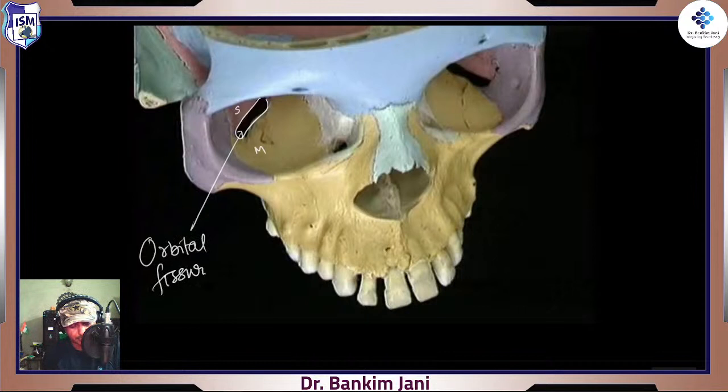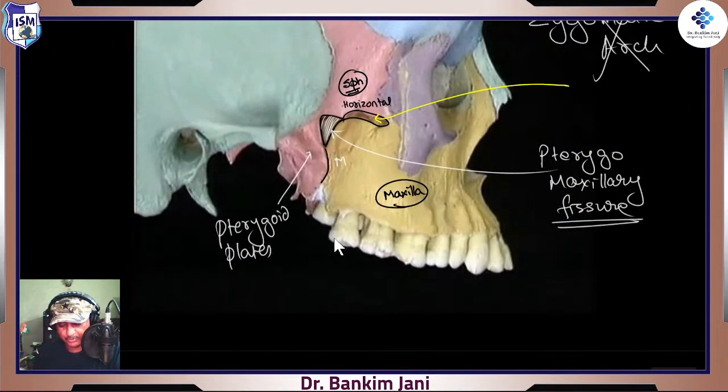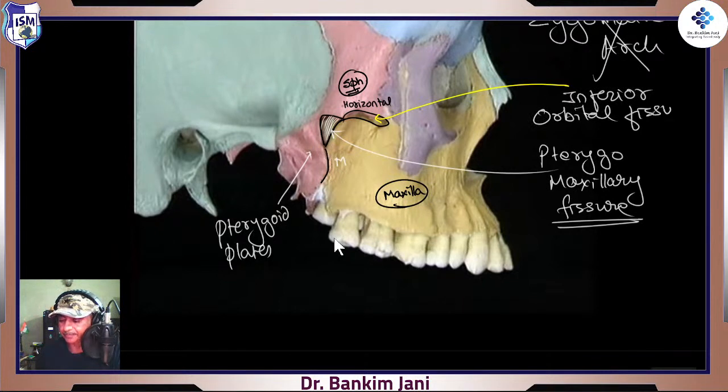Orbital fissure, right? So not sphenoid, not maxillary, just orbital fissure. But then it would say, okay, yes, there is one more orbital fissure which is above, right? We'll see that. All right, no problem. We'll call it inferior orbital fissure. So that is inferior orbital fissure, right? So what we see over here, when we actually removed the zygomatic process and this horizontal one, this is inferior orbital fissure, right? Okay.